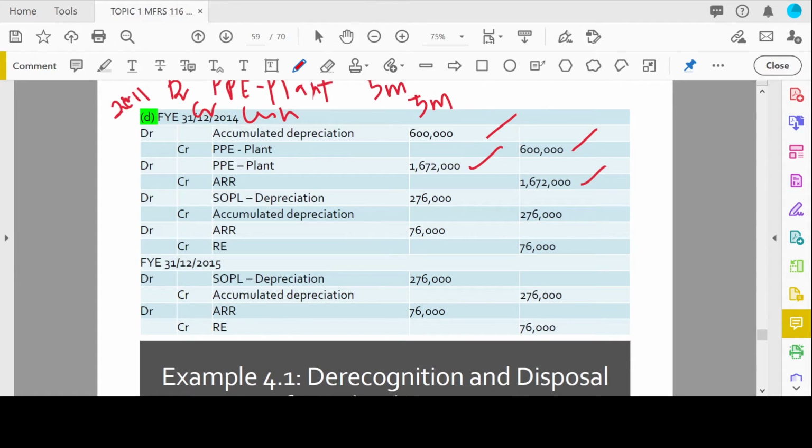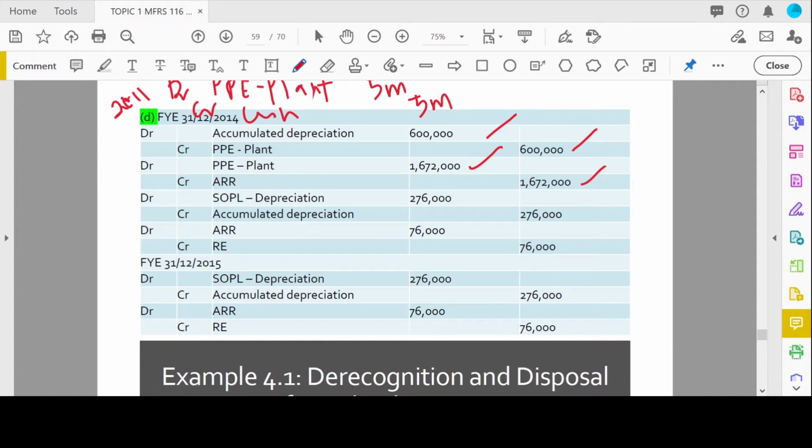What else has happened? In year 2014, we provide for depreciation, the new depreciation that you have calculated before. What is the journal entry? Debit depreciation 276,000, credit the same amount to accumulated depreciation. And don't forget to transfer some amount from ARR to retained earnings: debit ARR 76,000, credit retained earnings.